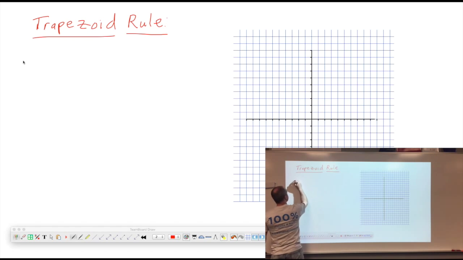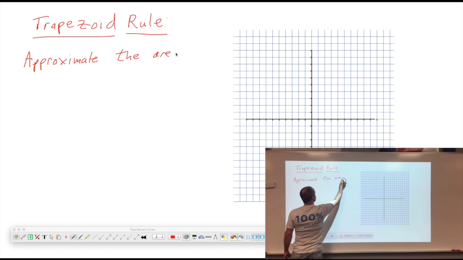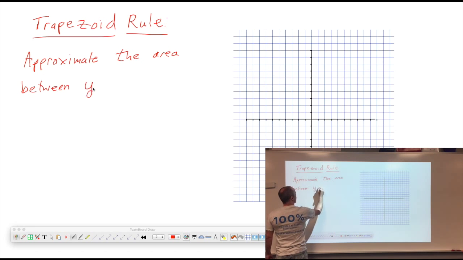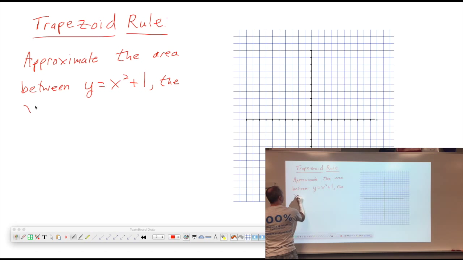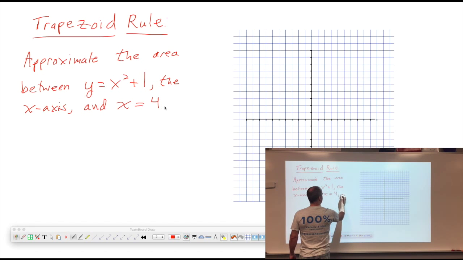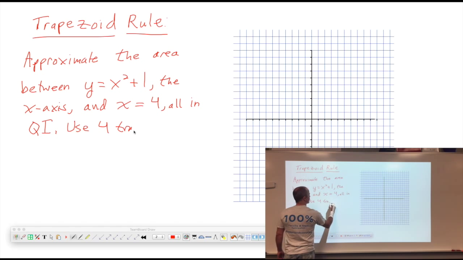An example would be: approximate the area between y equals x squared plus 1, the x-axis, and x equals 4, all in quadrant 1. Use 4 trapezoids.